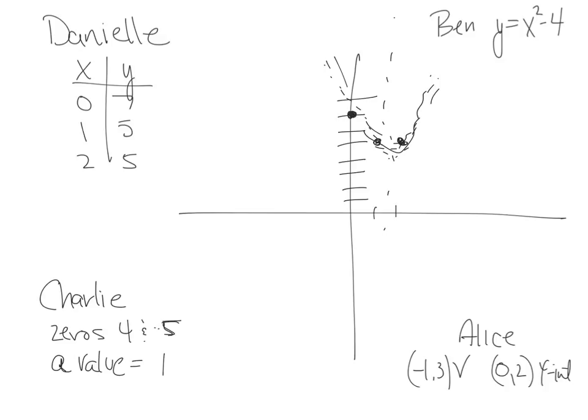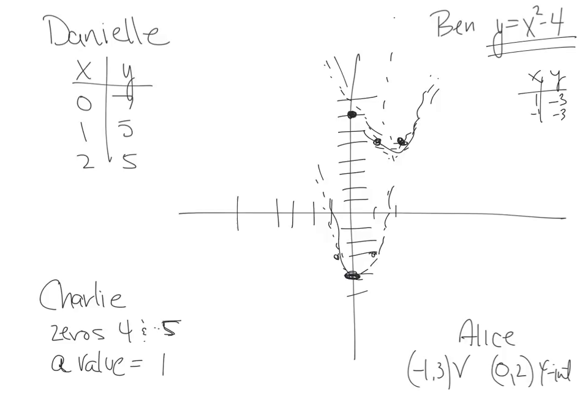If we look at Ben's graph, well, he's got y equals x squared minus 4. I could make a table of values if I wanted to, but I know that that's going to have a vertex at (0, -4). And then, if I put a 1 in for x, well, 1 squared is 1 minus 4, that's -3. And I'll bet it'd be (-1, -3). So (1, -3), (-1, -3). Now we've got ourselves a parabola like this. Okay?